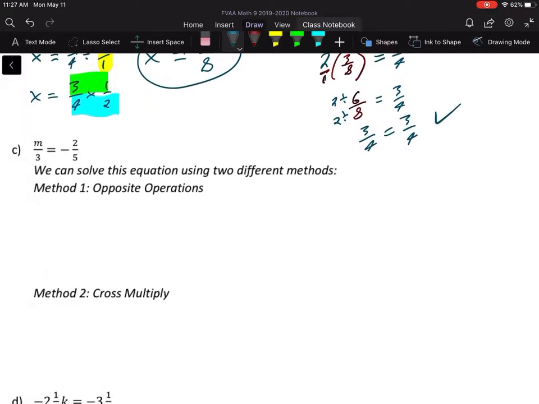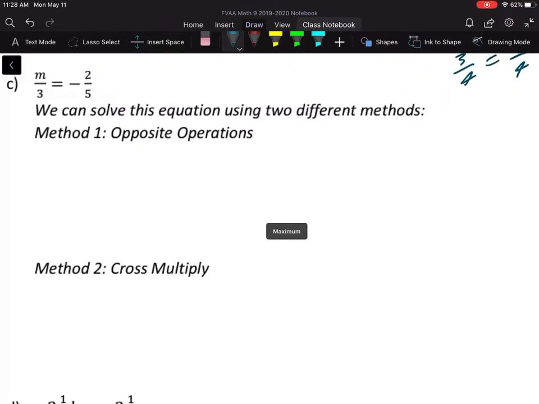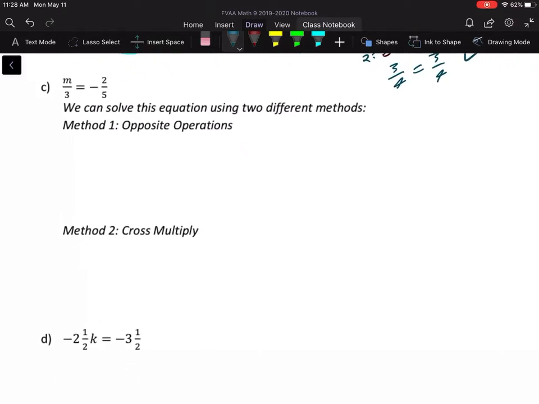All right, let's try another example here. Now we can solve this equation using 2 different methods. We said that we look at various methods of solving equations. There are 2 methods for this specific type of question when you have matching fractions like this. We've seen these already before, but this will be a review. One is what we've been doing, the opposite operation.